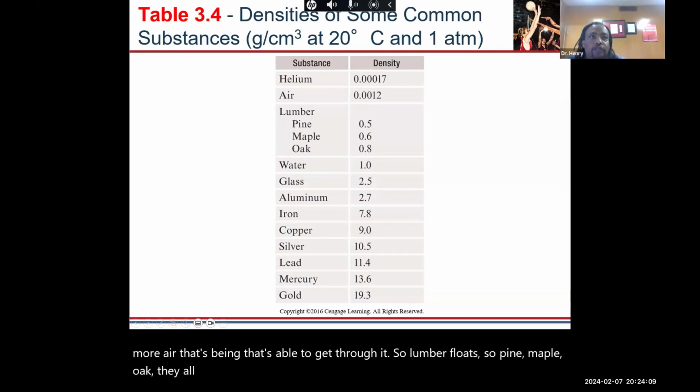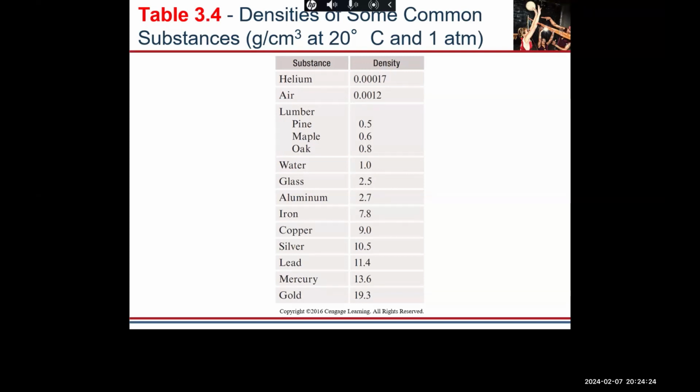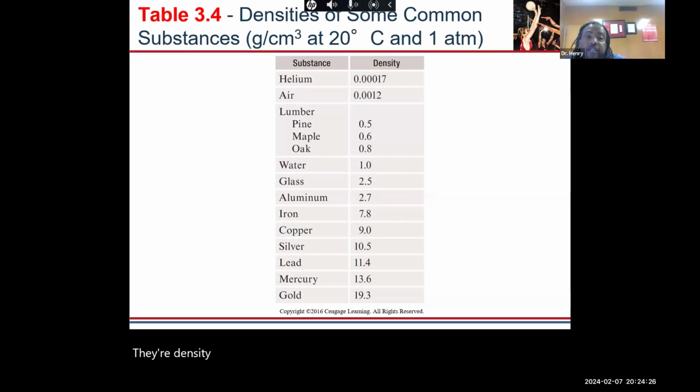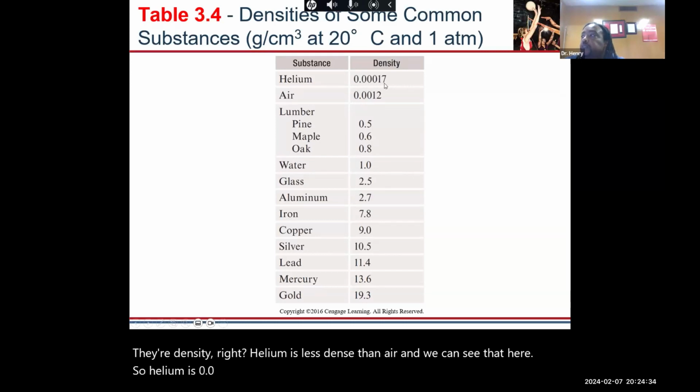Why do helium balloons float? Their density, right? Helium is less dense than air. You can see that here. So helium is 0.00717. Air is 0.0012. Air is more dense than helium, so helium will float in air.